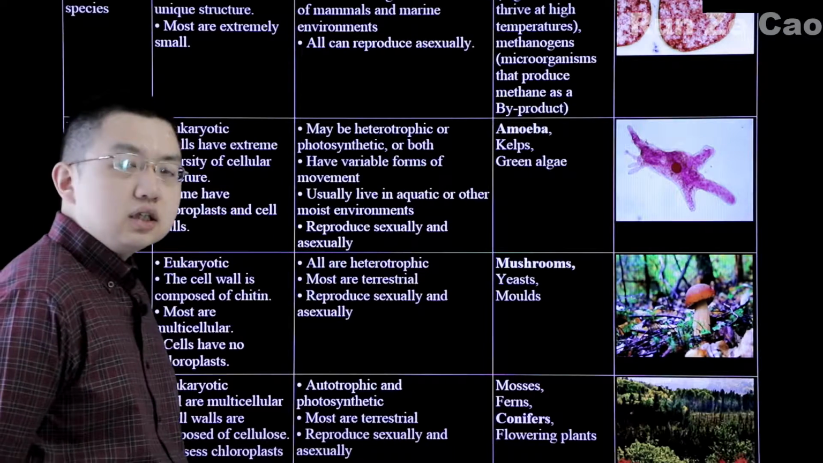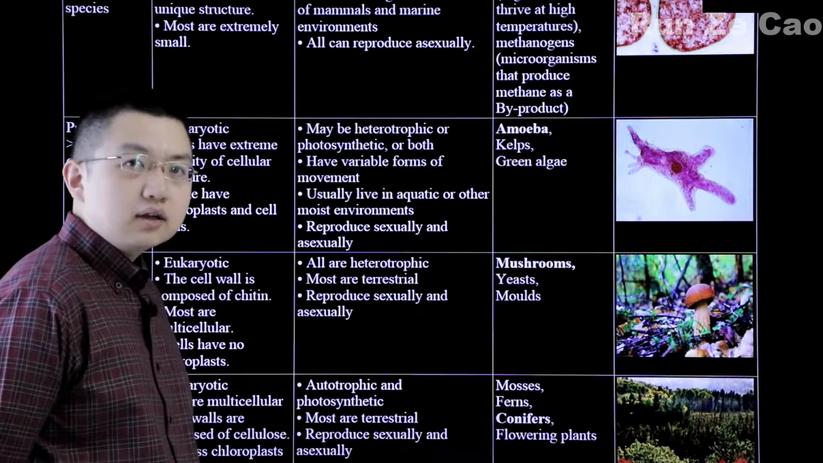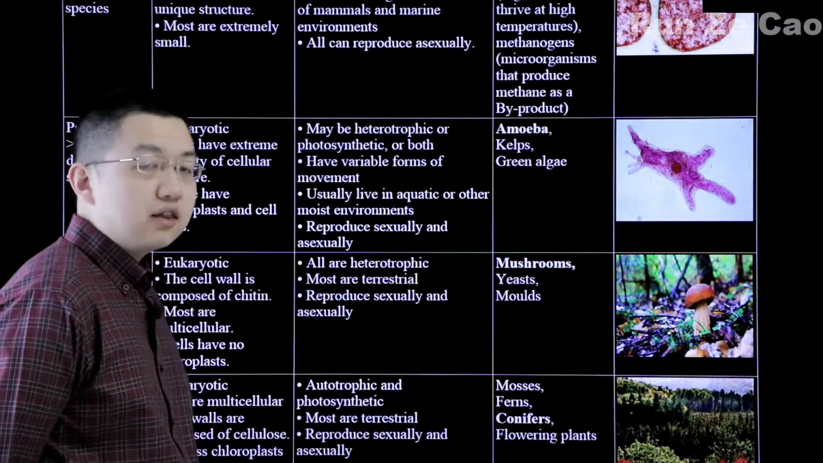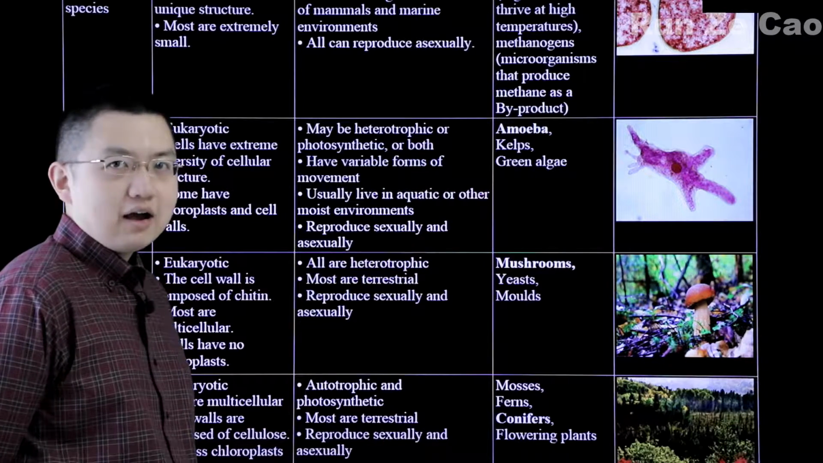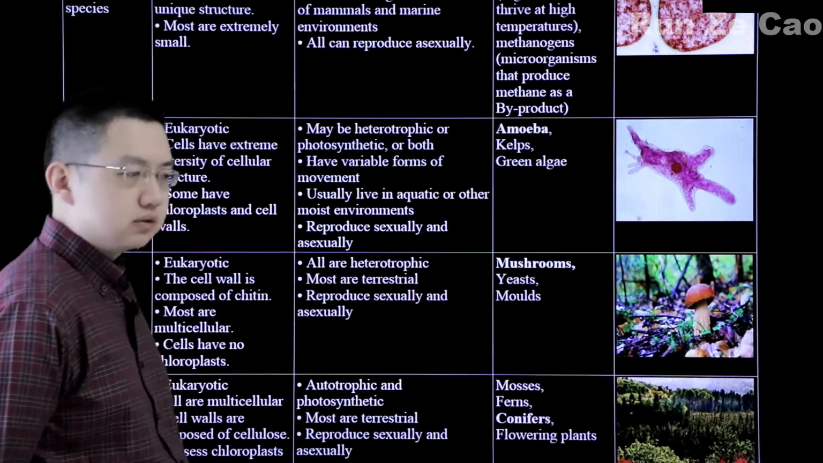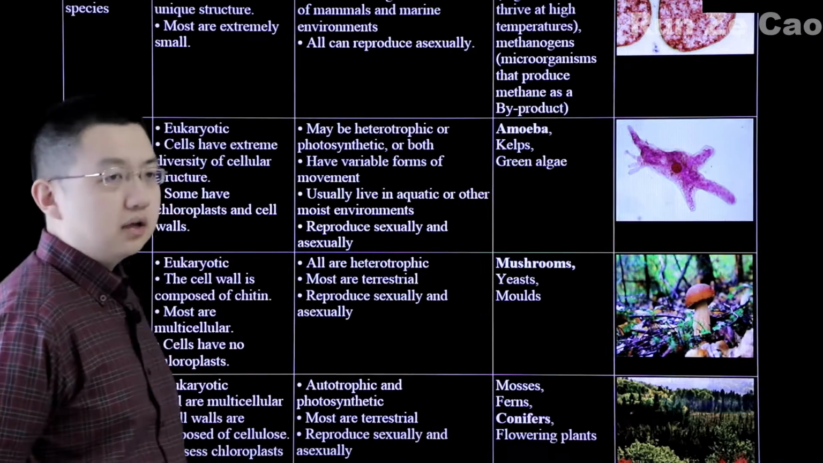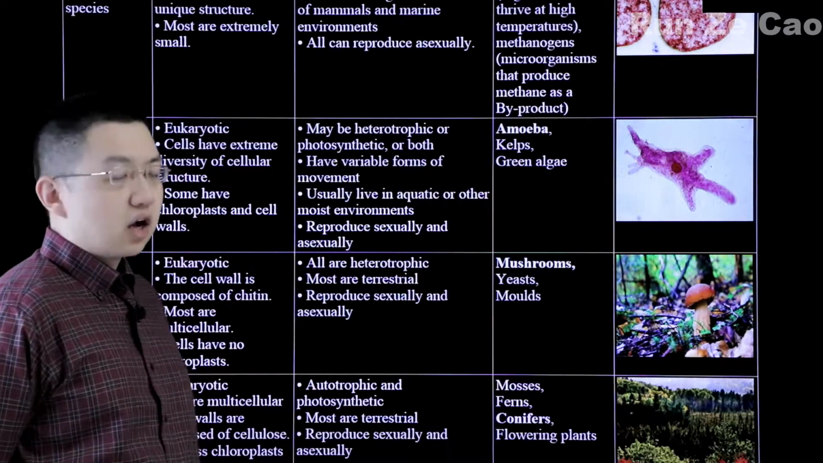Kelps and green algae were considered parts of Protista. This might sound surprising given that kelps do have a resemblance to, say, plants, but brown algae, which forms most of kelps, is in fact not a plant.